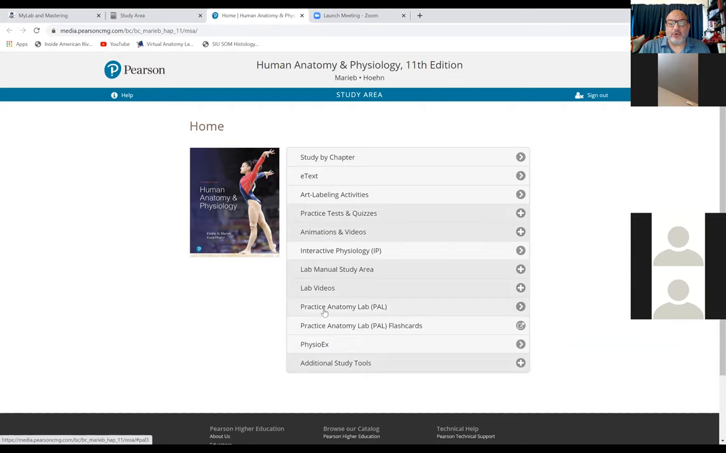When we get to the bones and the muscles, the practice anatomy lab is something that is going to be super important for you to take advantage of. There's a flashcard maker for it. If you want to have that, you can actually download these flashcards to your phone and use it like an app. The interactive physiology is a great visual tutorial to walk you through this information.